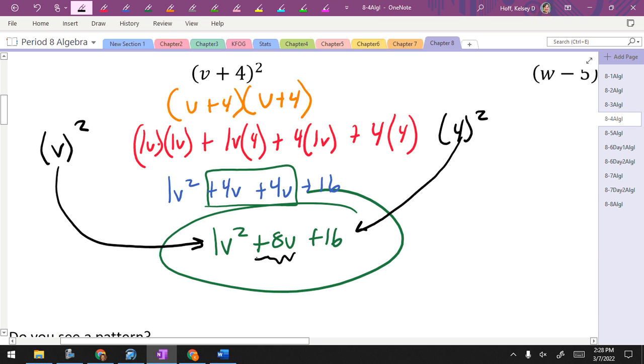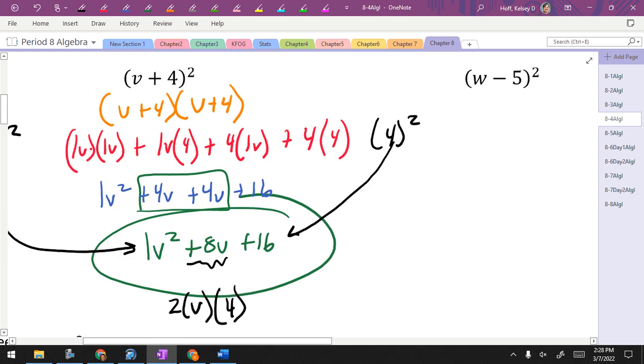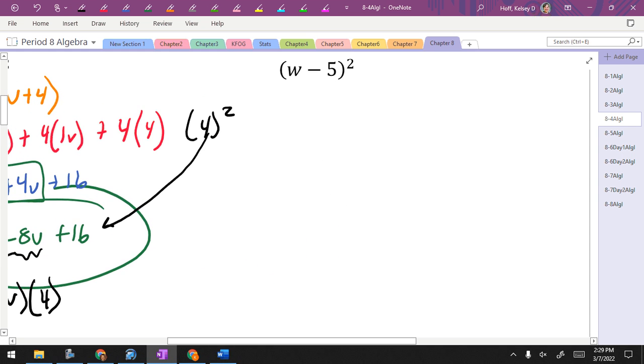How am I going to get this 8V? 4 times 2, right? We ended up with 2 of those 4V's, like if we multiplied V times 4 and then times 2. So for that middle term, we had to take 2 times the first times the second. Let's see if this is right. Well, it is right. Let's do it over here. Okay?